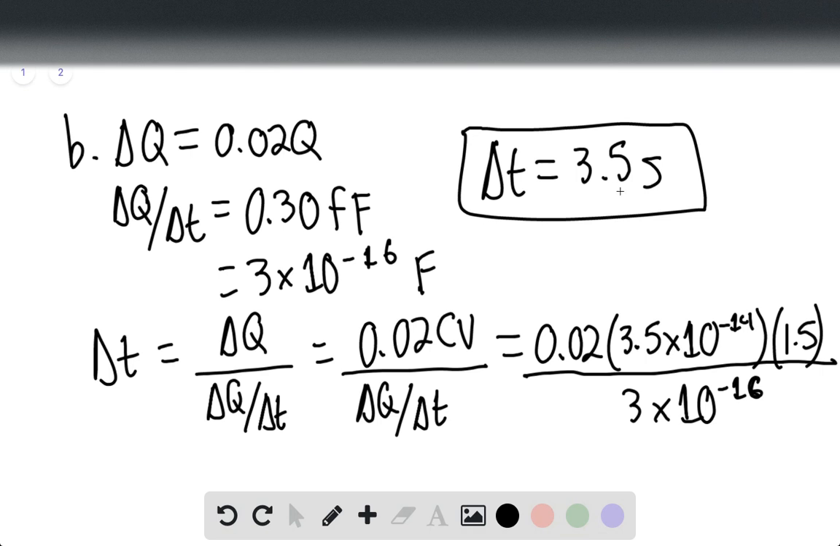And again, this is how long it takes for the potential difference to decrease by 2%. So not to decrease to 2%, but to decrease by 2%. Again, that final answer is 3.5 seconds for part B. That is the end of the solution.